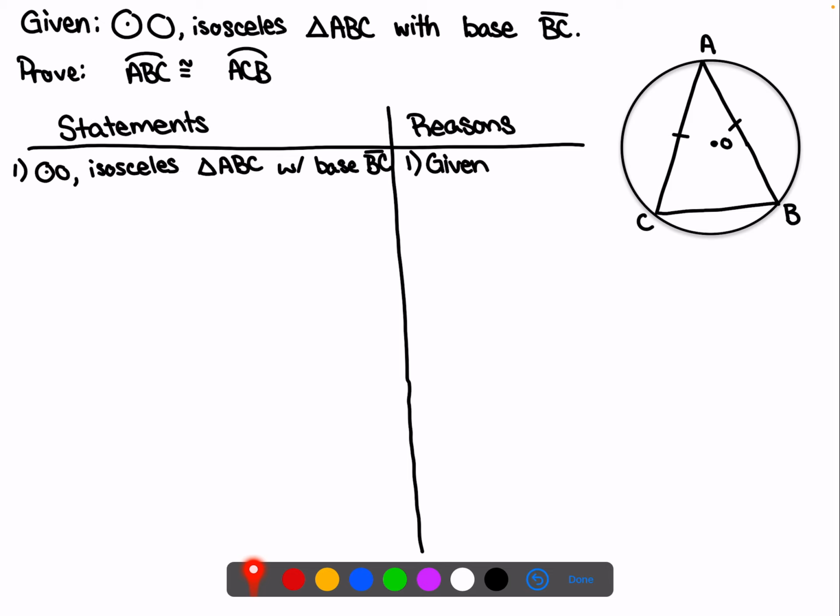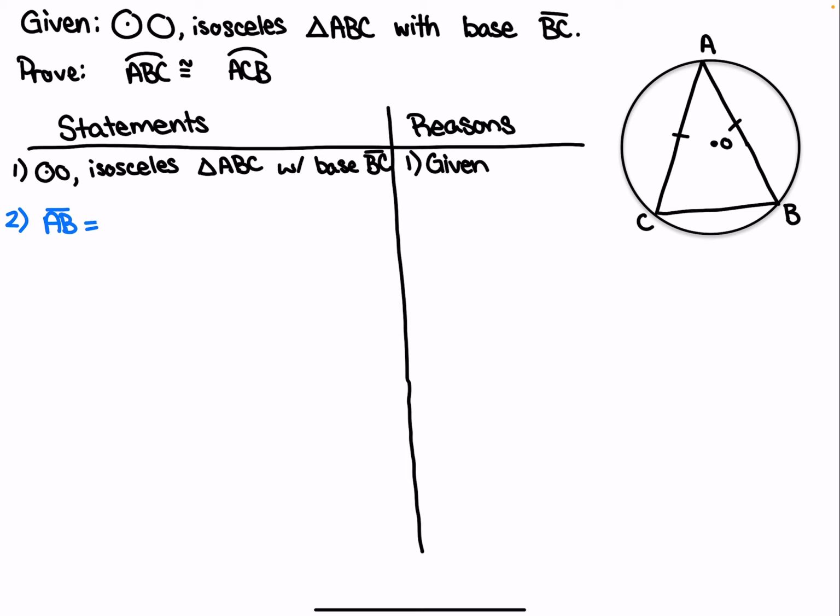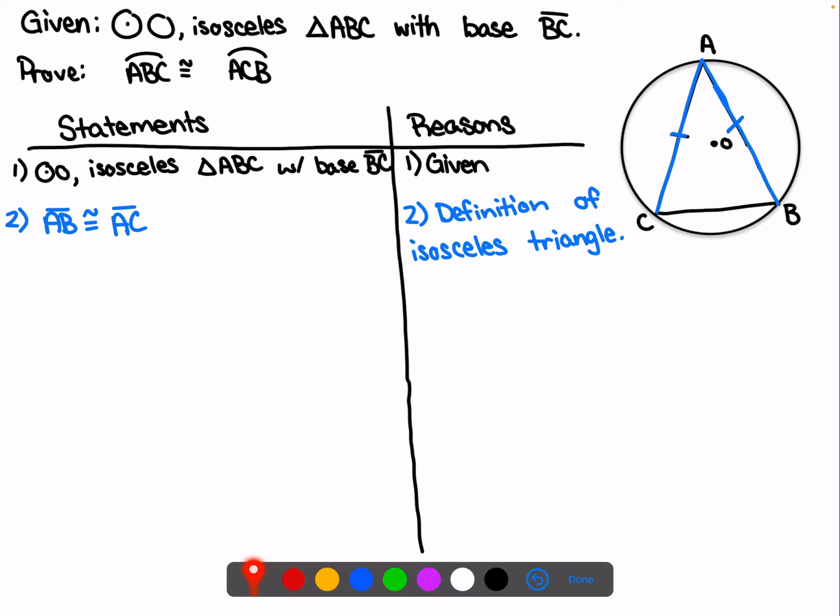Next, well, if I have an isosceles triangle, that means that we have two congruent legs. And if CB is the base, that means that AC must be congruent to AB, because that is a definition of an isosceles triangle. If a triangle is isosceles, then at least two legs are congruent.